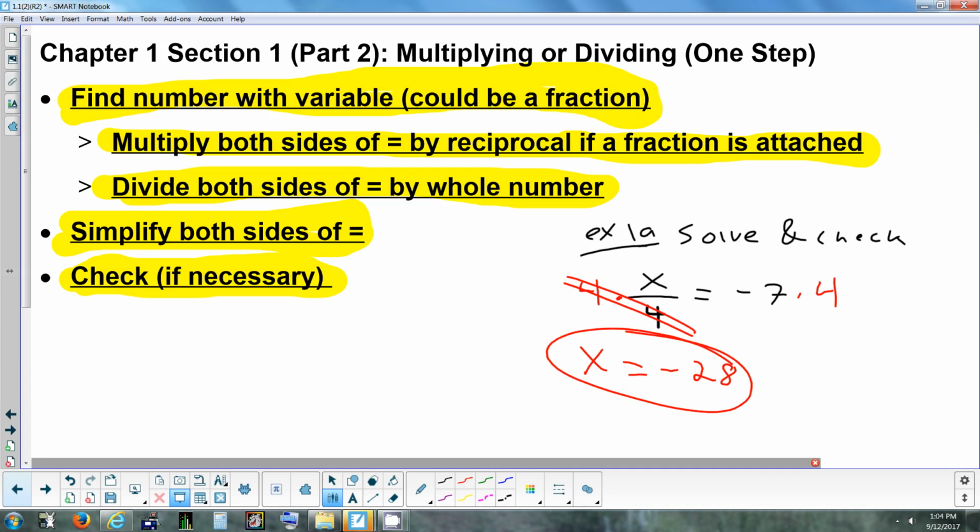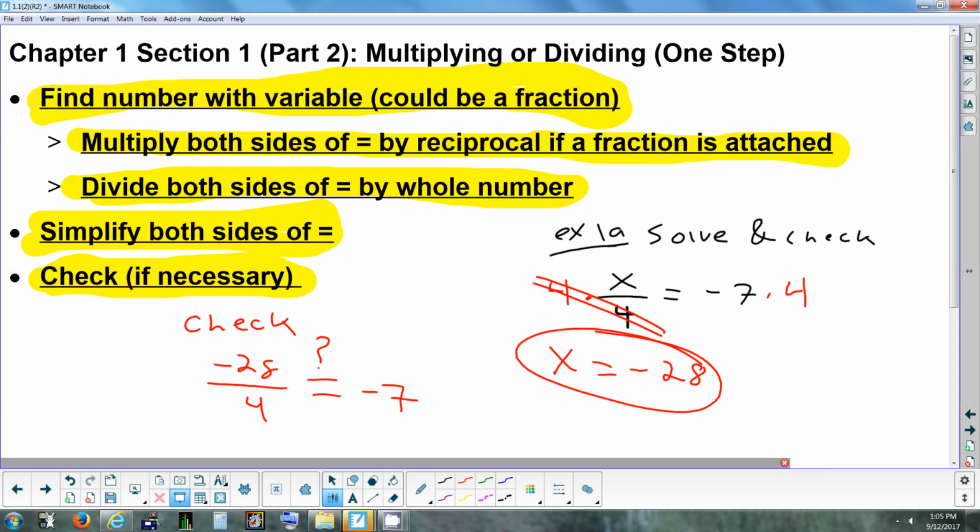Right, this problem says to check. So somebody else remind me how we check. Connor, do you remember how to check? You put the answer where the x is. What did we get for an answer? -28. Careful, -28. So we're going to take that and put it where the x is. Good. So I'm going to put in -28 for x. Copy everything else exactly the same.